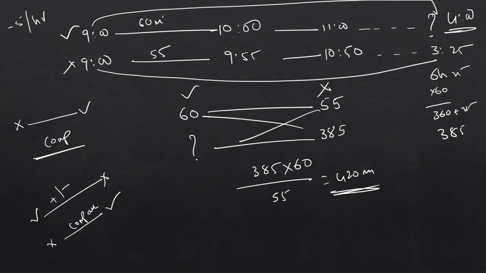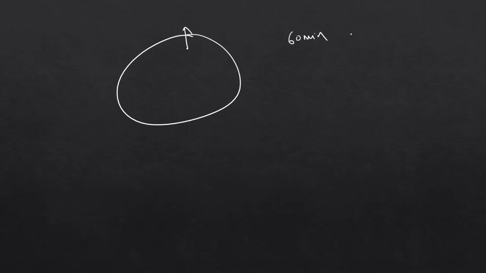Now I told you about 60 and 55. Now I'll explain what is actually happening there, why we are taking 60 and 55. Why? Because guys, see here, we have 60 minutes on a clock, which is equal to 360 degrees. That means 1 minute is equal to 360 by 60, that is 6 degrees.